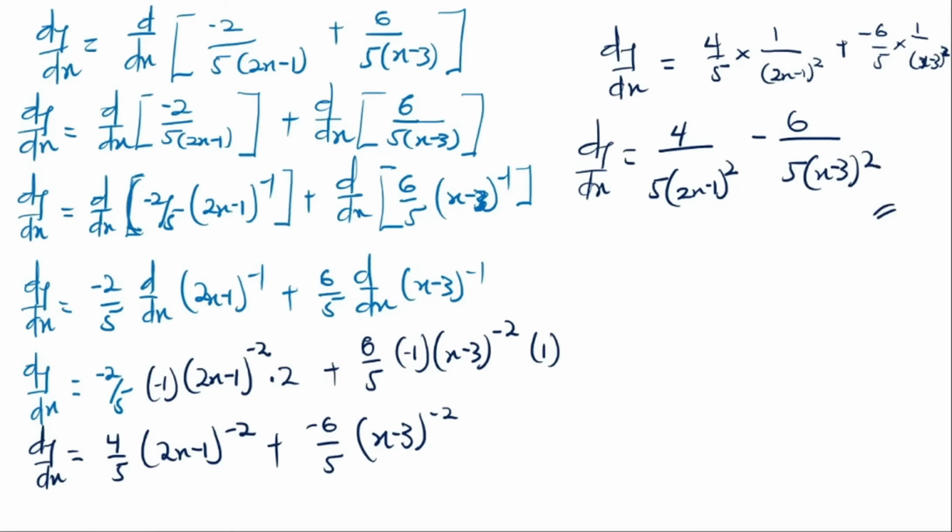Okay, so let's have a look at one final example, and then we end this beautiful tutorial. So the last example we want to look at for this tutorial is y is equal to 3x minus 1 on x plus 2 times 2x minus 1.